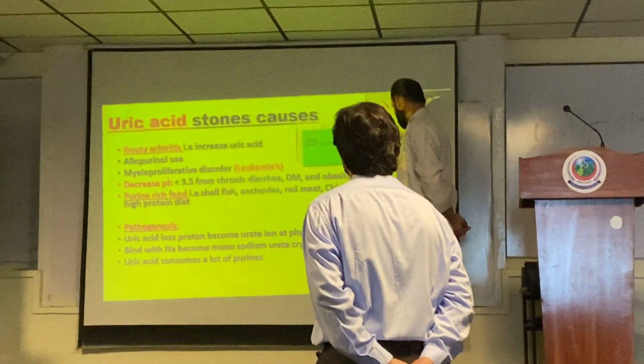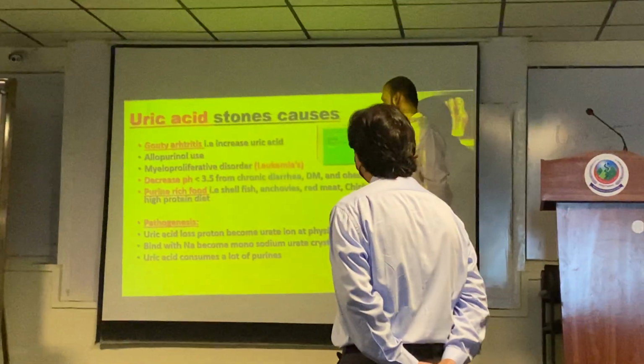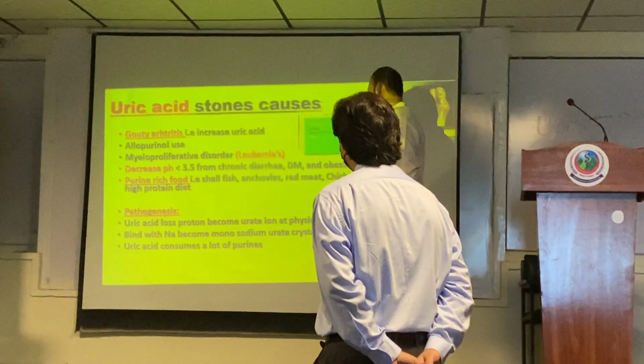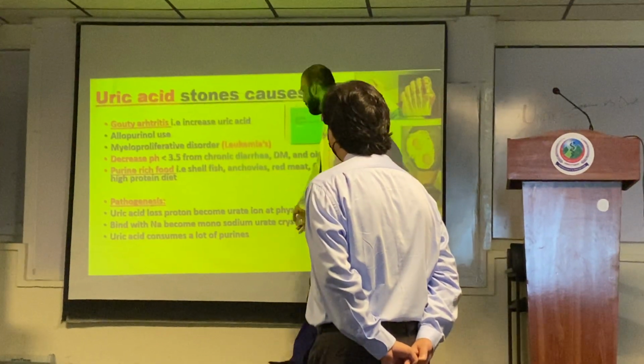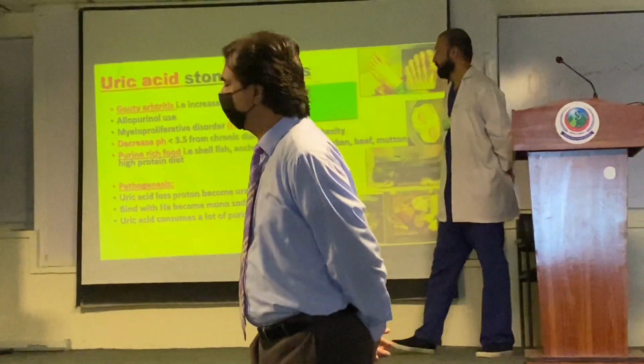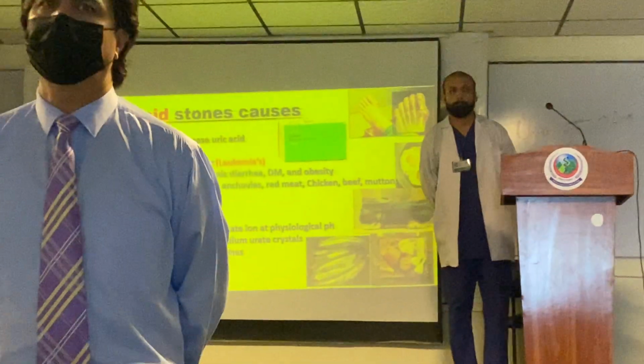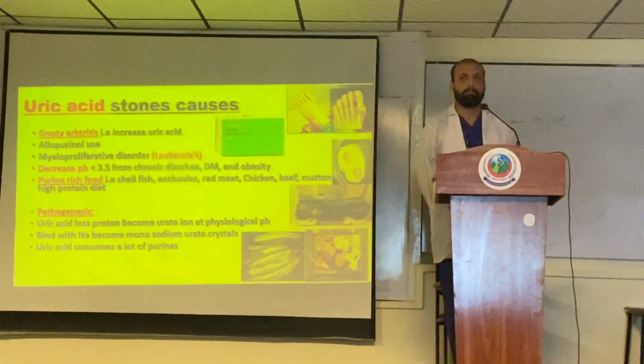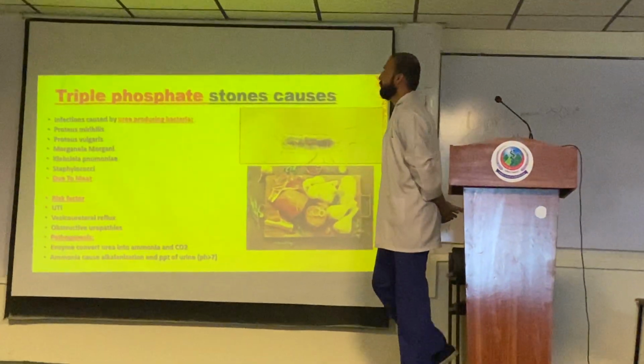And there is some pathology behind it, because uric acid loses a proton and becomes monosodium urate crystals, which are also formed in gouty arthritis and deposit in the first metatarsophalangeal joint. Monosodium urate crystals. Sir, questions later.